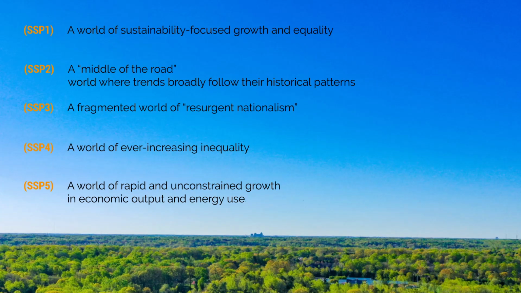The SSPs show that it would be much easier to mitigate and adapt to climate change in some versions of the future than in others. They suggest, for example, that a future with resurgent nationalism and a fragmentation of the international order could make the well below 2 degrees Celsius Paris target impossible.